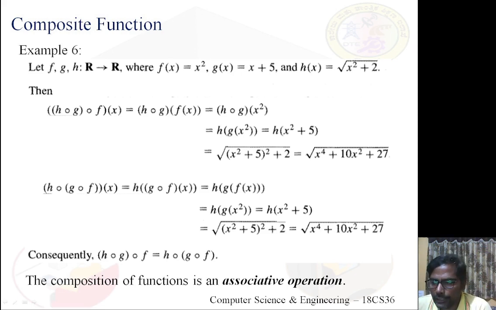In this slide, I'm going to justify composite functions are always associative. Composite functions are always associative. Here we are given three functions f, g, h, all three from R to R. The definition of f is f of x equals x square. The definition of g is g of x equals x plus 5. The definition of h is h of x equals square root of x square plus 2.